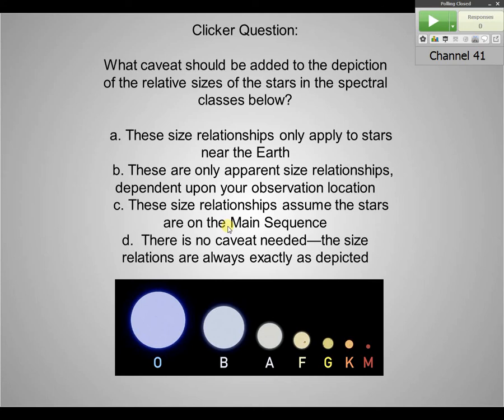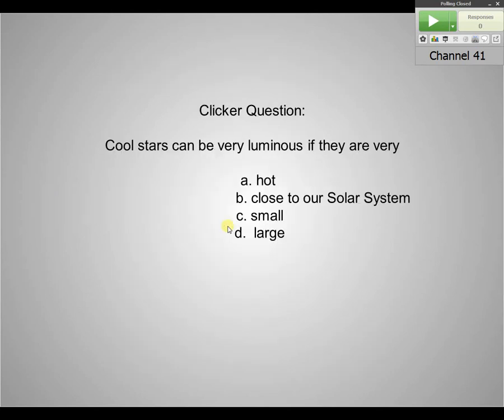We realized that lining them up according to spectral class and seeing this nice neat pattern arise of their size relationship to one another relies upon the assumption that you are talking about stars on the main sequence. Otherwise, if you're talking about a red giant star, it might be red just like this M star, but it's going to be bigger than possibly everything on here. And we also talked about the fact that cool stars are possibly luminous if they're very large, because then they have more surface area to emit light. Okay, so that's where we left off last time.